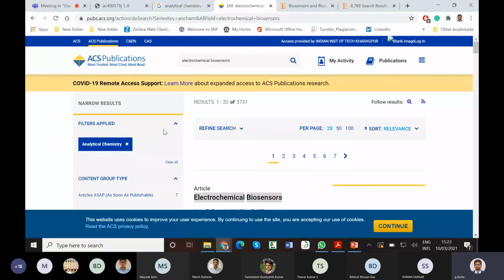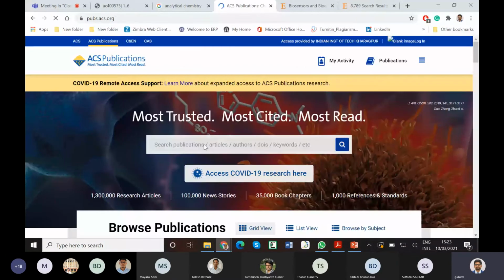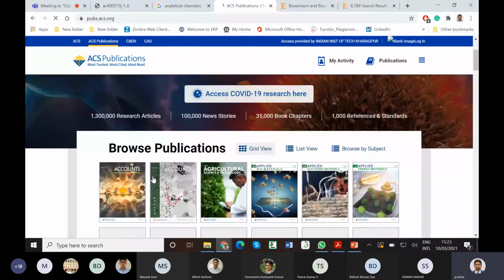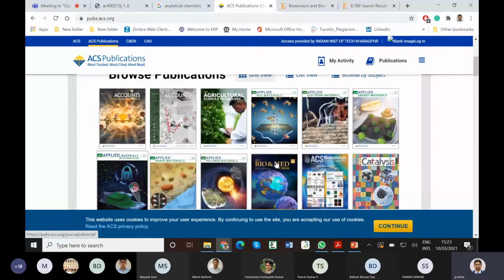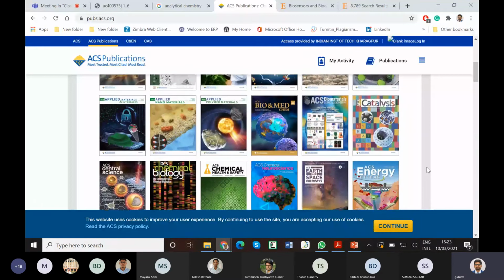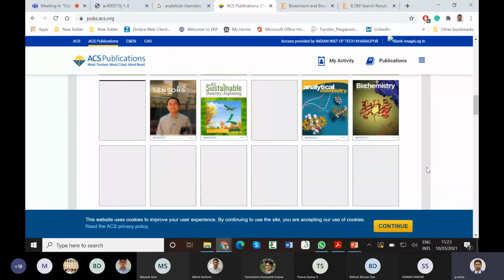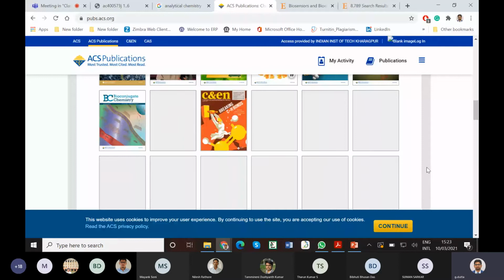Okay, so in the ACS publications there are other journals also where you can find many biosensor papers, electrochemical biosensor papers. So you can find so many other journals available.